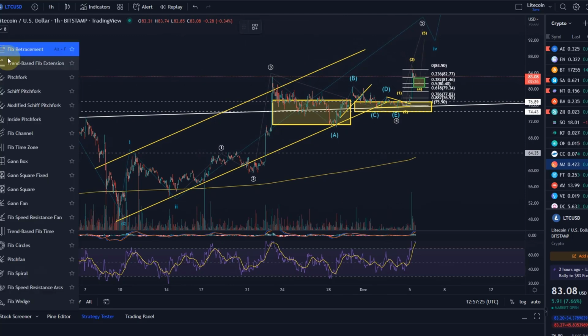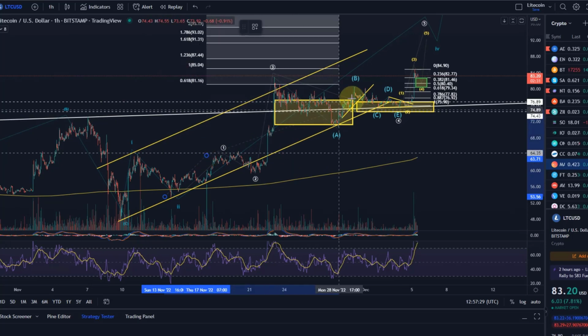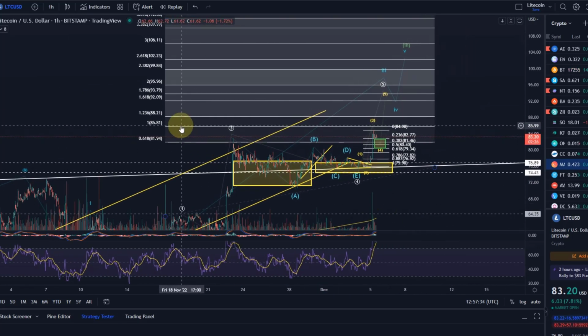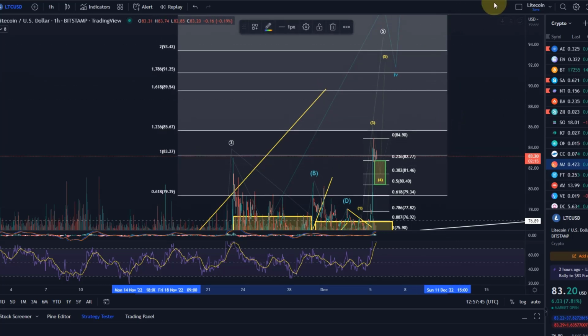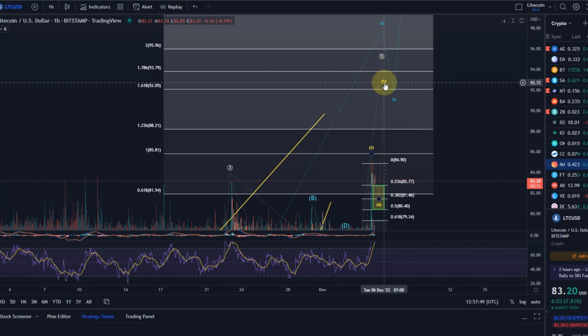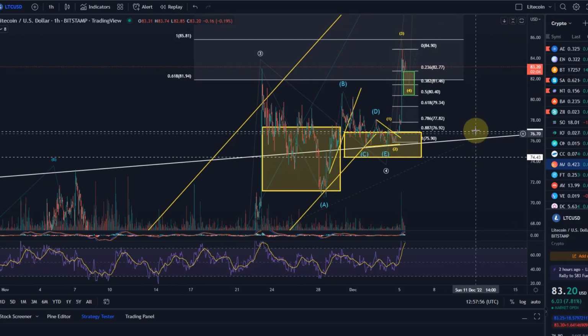For that, we take the length of the wave 1. And we add it to the low of the wave 4. And then the very first target is 85.81. We nearly reached that. That's the 1-to-1 ratio. Ideally, though, I would be looking at the 1.618 extension. That is at $92. Okay, that would be ideal for this fifth wave in yellow. Fifth wave of the fifth of the third. Let's see if we get there.